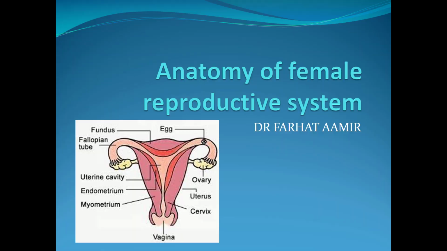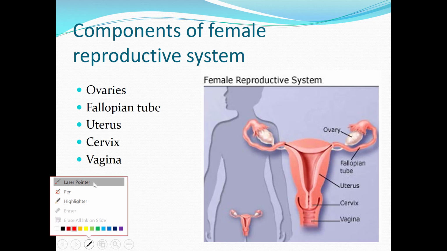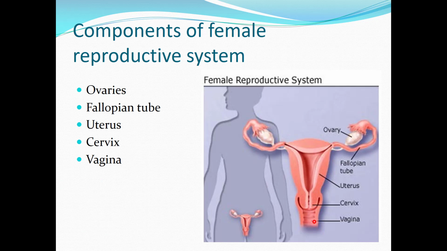First of all, I will tell you some of the components of the female reproductive system. See in the diagram, this is the uterus. The lower part of the uterus is called the cervix, and the cervix projects into the vagina. See here, this is the vagina, this is the cervix, and this is the uterus.